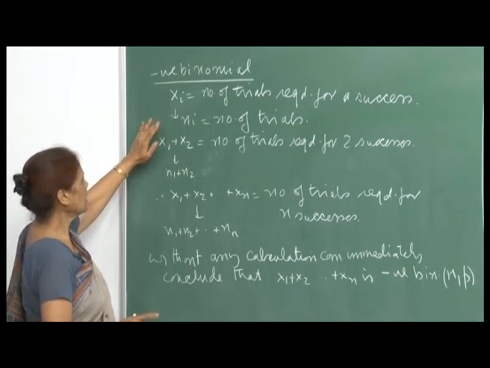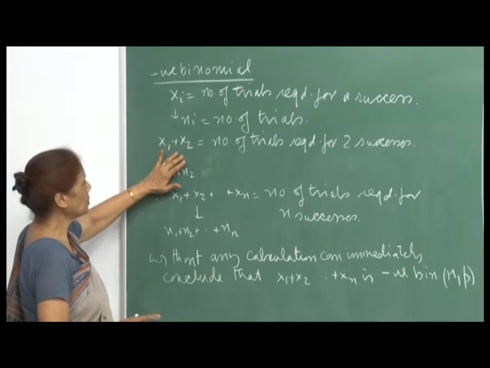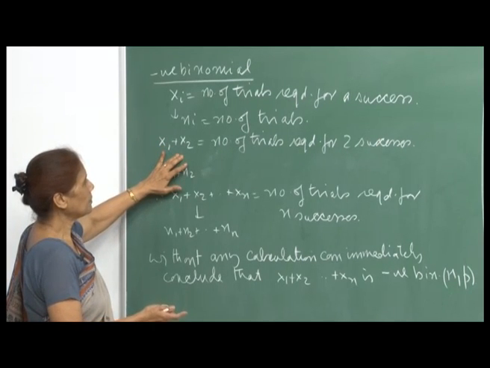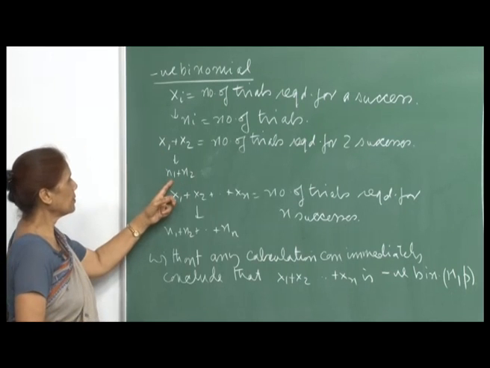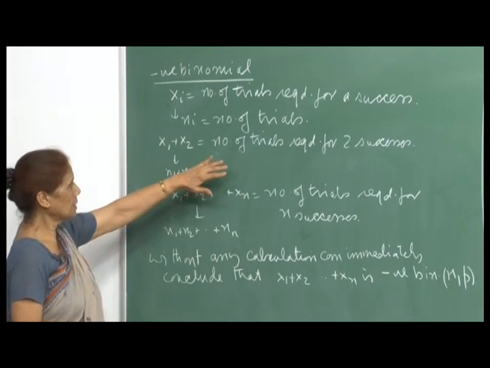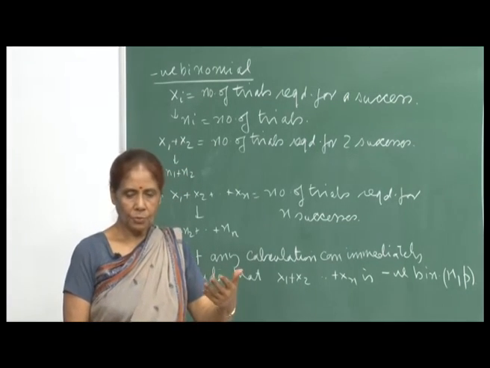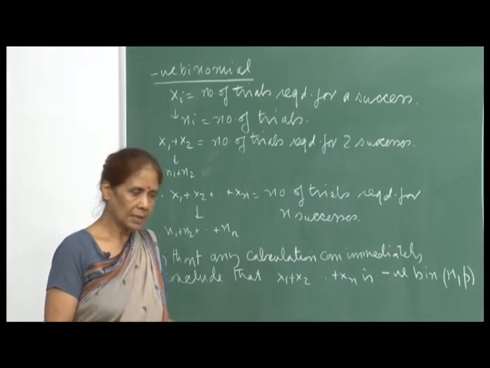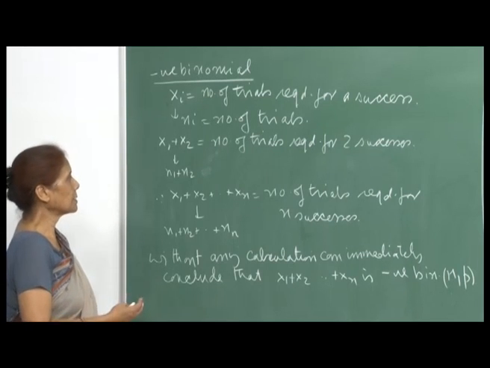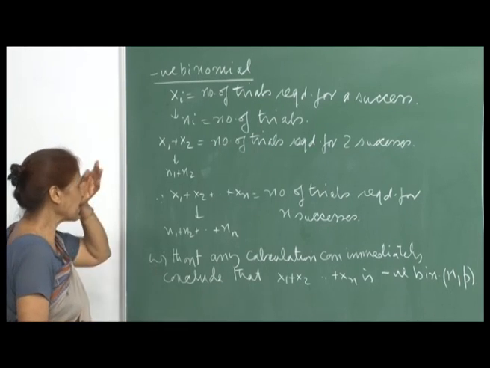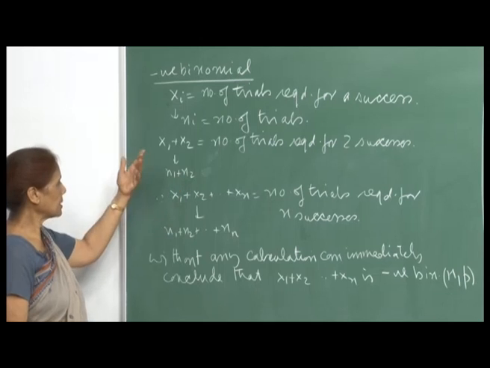So, then you see when you say X1 plus X2, this will be the number of trials required for 2 successes, right, and that number will be n1 plus n2. So, essentially when I wrote that, the sum X1 plus X2 is negative binomial (2, p). The understanding is that you want 2 successes, and therefore, the number of trials of course will be equal to n1 plus n2.